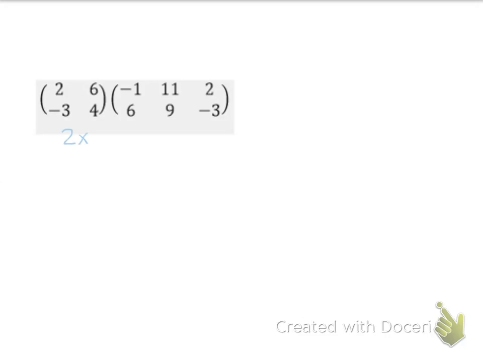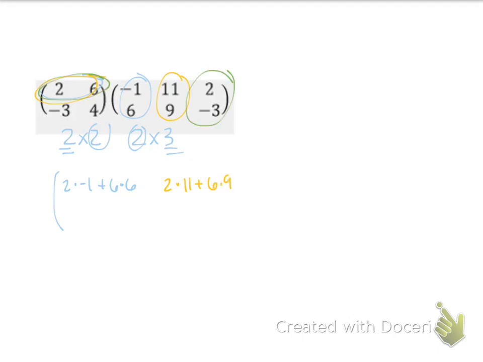Okay, this is a 2 by 2 and a 2 by 3. So we are good. My answer. Okay, so row, column, 2 times negative 1 plus 6 times 6. Row, column. I keep hitting that row in the next column. Row, column. Switch rows in your answer. Row, column.